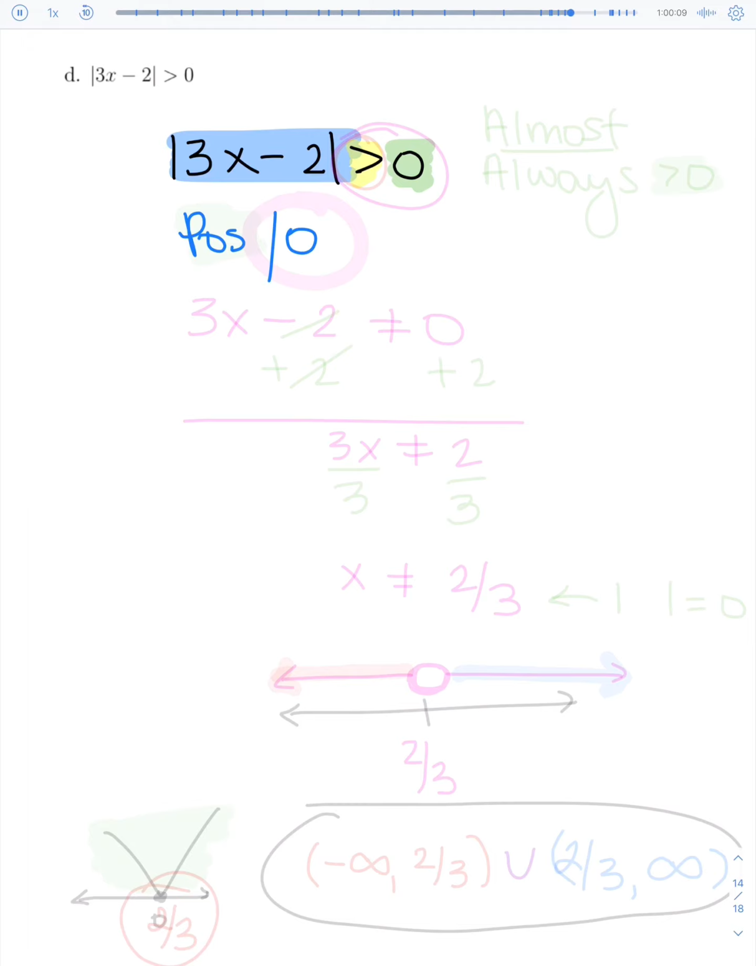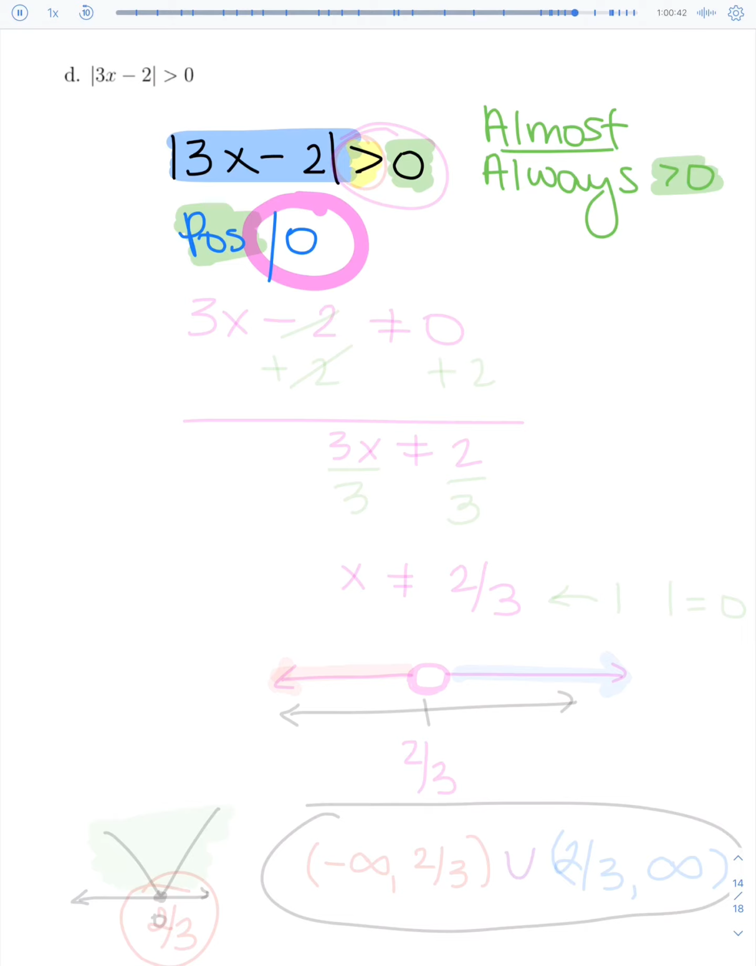Well, it's almost, and I do mean almost, always greater than 0. Remember that greater than 0 means positive. So the issue is going to be, when does it actually just equal 0? That's going to be our only issue of when it is not greater than 0. So let's take a look.